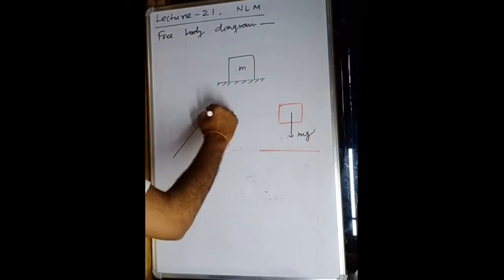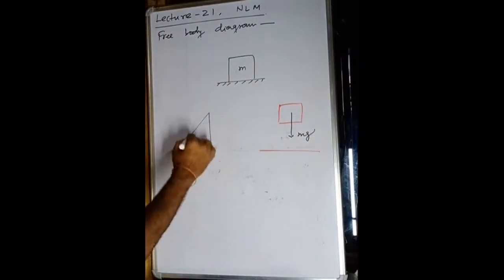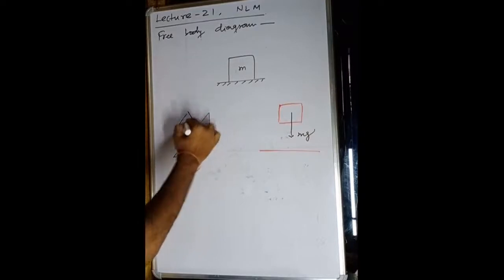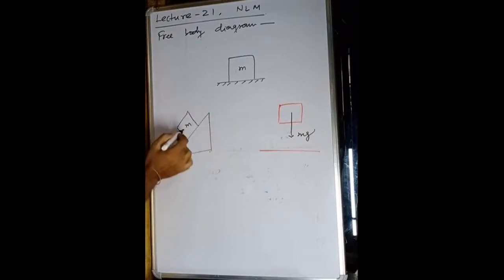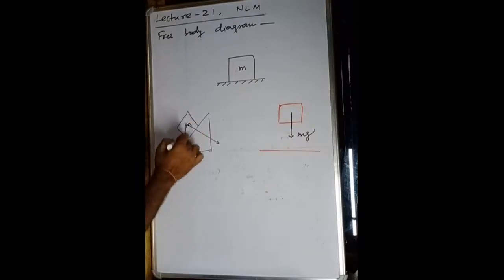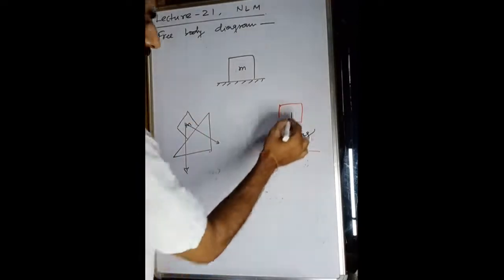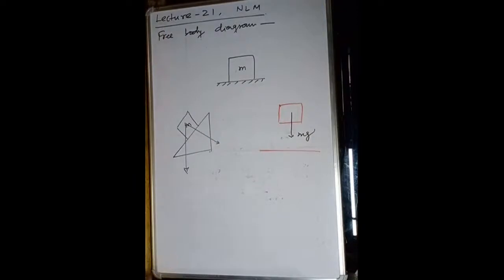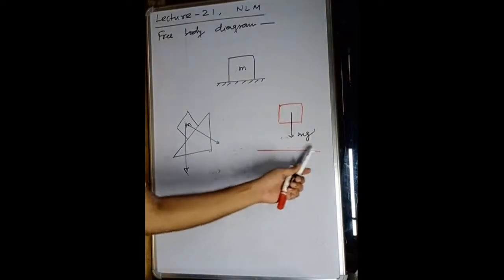Suppose the body is kept on this wedge, of mass m, then you should not represent the weight in this direction. Weight should always be downward. Okay, my dear students, so this is the direction of the weight. Of course, this weight is going to act over the surface. Am I right? Yes.